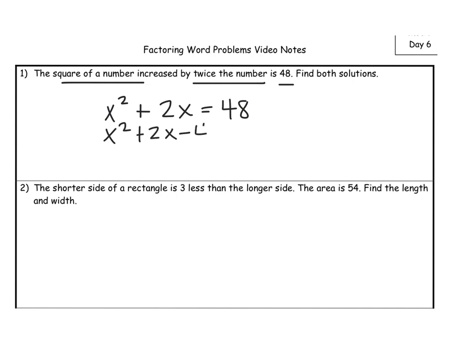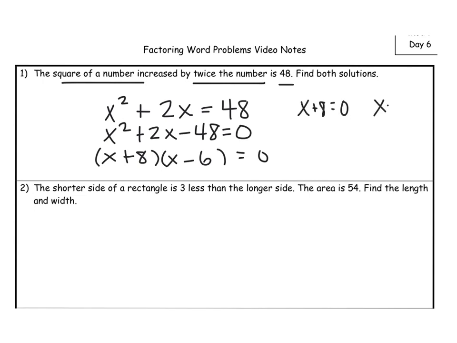So I'm going to set it equal to 0 by moving the 48 to the other side, and I'm going to factor. So I'm looking for the factors of negative 48 that add up to give me 2. So it would be 6 and 8, and the 8 would have to be positive and the 6 would be negative. And then I would set each of these equal to 0 using the zero product property, and that would mean that x could be negative 8 or 6.